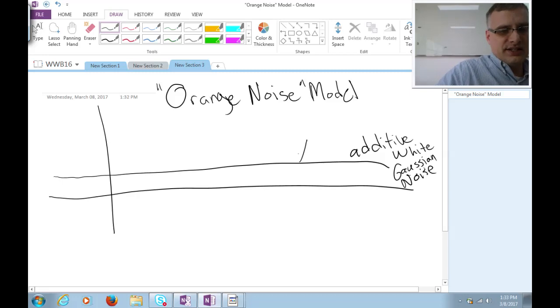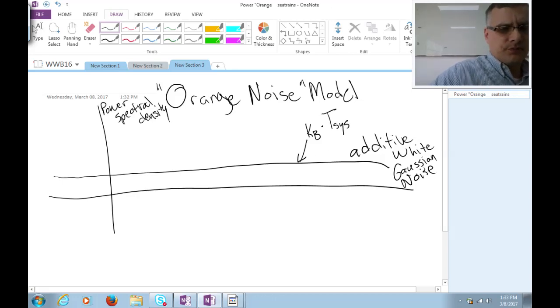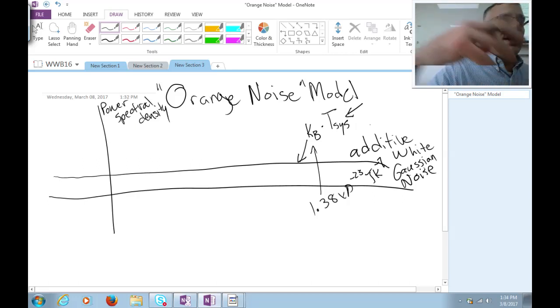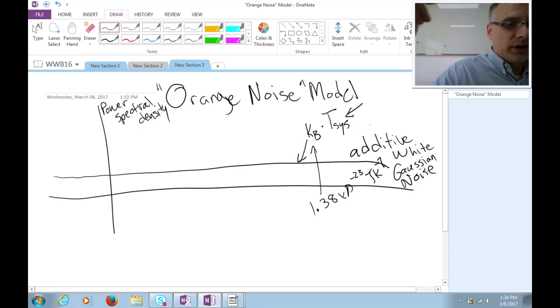And if you want to figure out what is this level on a power spectral density, which has units of watts per hertz, right? This is Boltzmann's constant times your system temperature. So there should be 3.8 times 10 to the negative 23 joules per Kelvin. And this is your system temperature, which is probably 1,000 Kelvin or something like that. It's a function of the environment that your antenna sees plus the additive noise that your devices, especially the ones that are biased, your active devices like amplifiers and all, introduce. So this is all conventional.